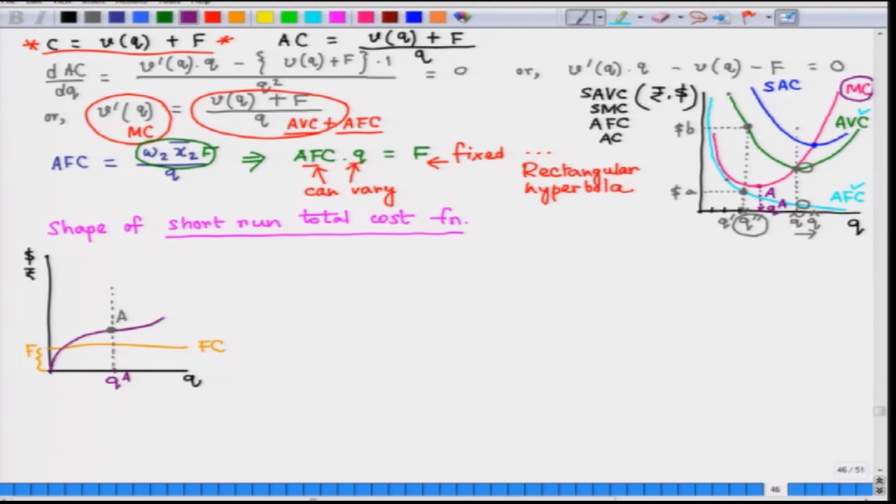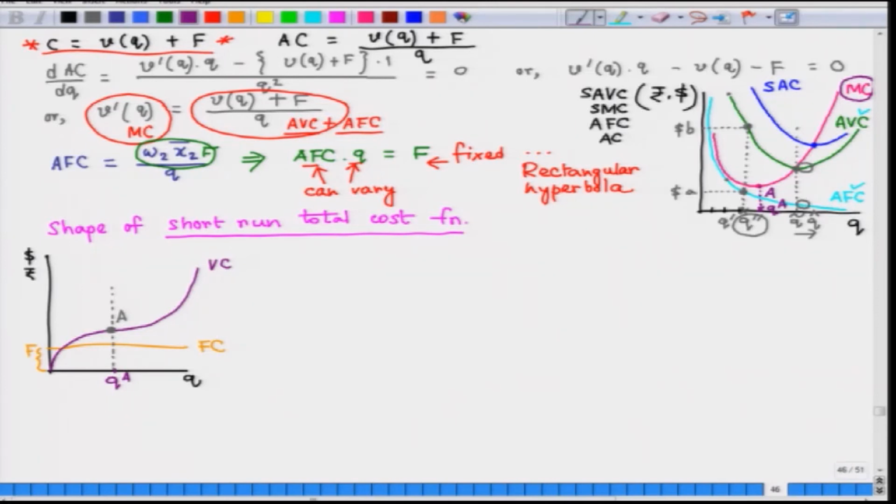So, here we get a convex shaped variable cost function. Before, when the output level was less than QA, we observed a concave shaped variable cost. Now, we get a convex to origin variable cost function. So, now we have obtained variable cost and fixed cost. Now, we know what to do.